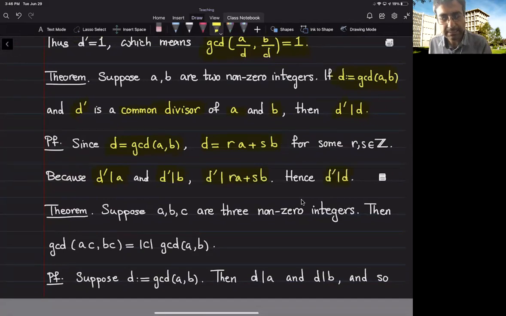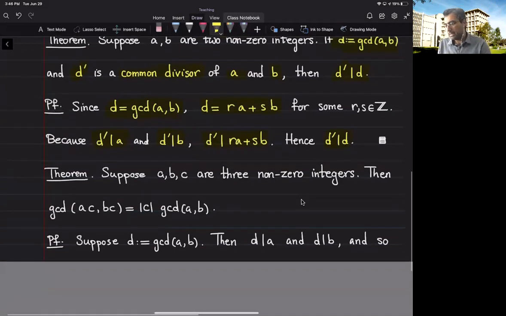So this shows that if I consider common divisors of A and B and order them partially with respect to divisibility, when I say partially order them, this means that if I give you two integers, I cannot always say one of them divides the other one. So 2 doesn't divide 3, 3 doesn't divide 2. But here, the largest one that I pick among the common divisors, every other common divisor should divide.